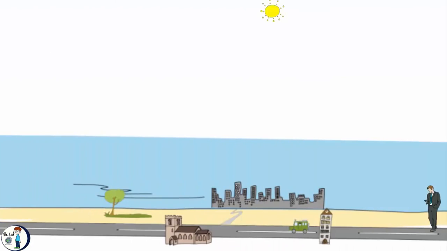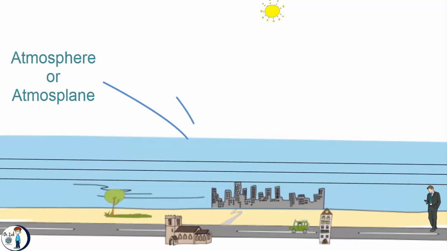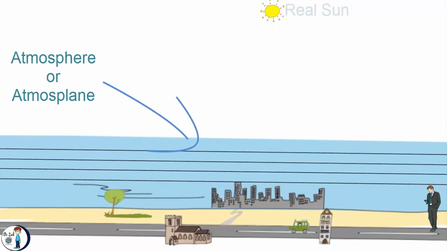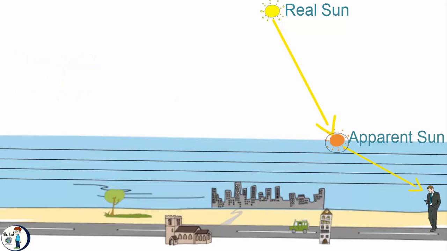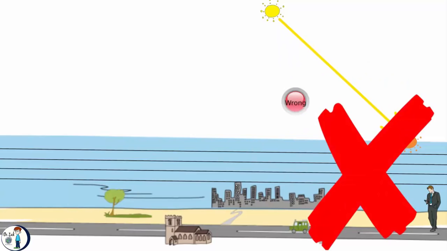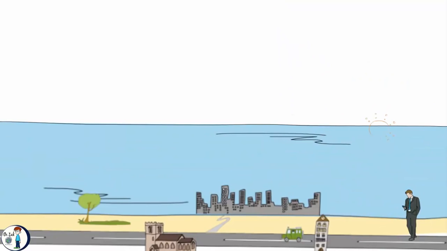Now, picture the sun is above you, and the last layer of the atmosphere or atmosplane is a lot closer to you than the sun. The refraction will happen until the last layer of the atmosplane, which goes to the ground, right? So looking at the sun from the ground through the atmosplane can make the apparent sun appear lower instead of higher. And if you look at it this way, the apparent sun will appear higher, right? But this is all incorrect. What you will see from the ground is the apparent sun only. So whether it appears here or there, it is always lower, and the real sun is always higher.